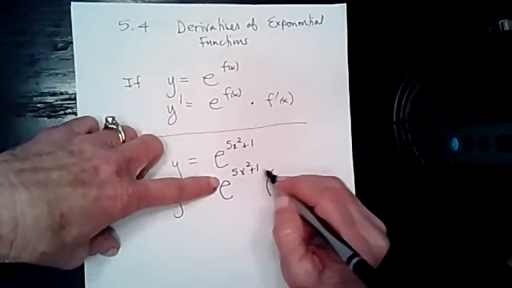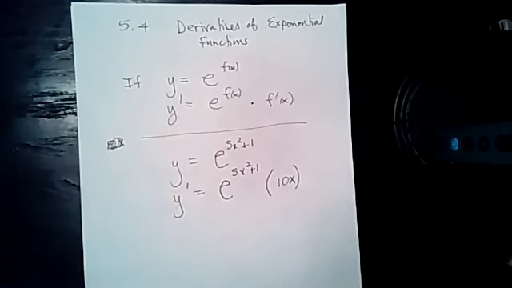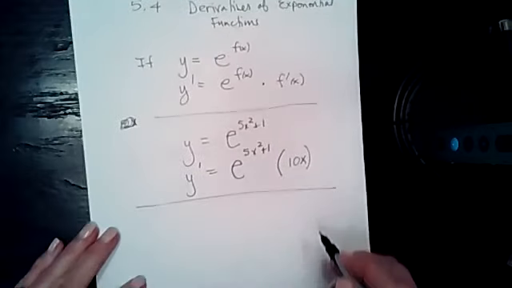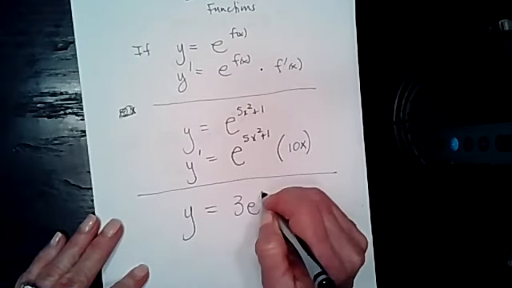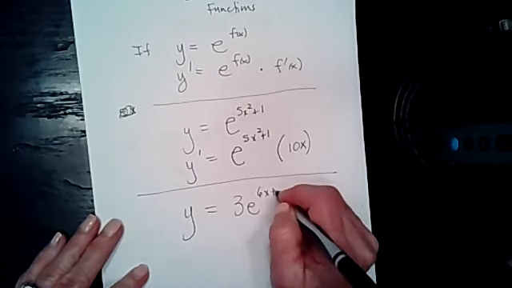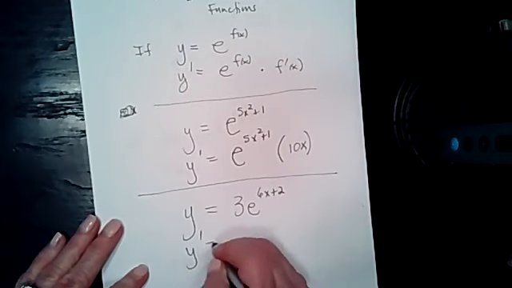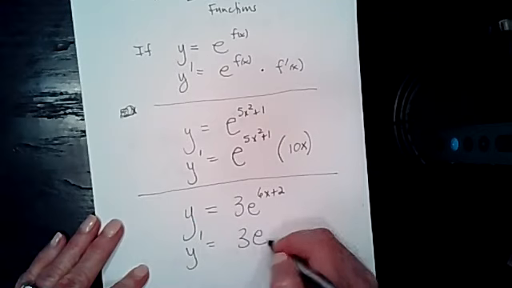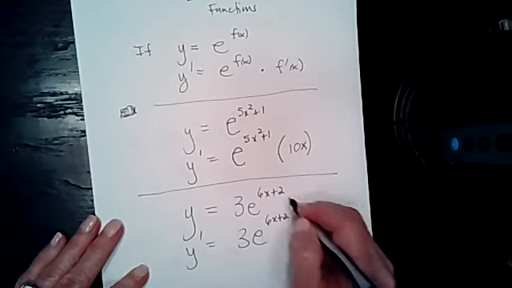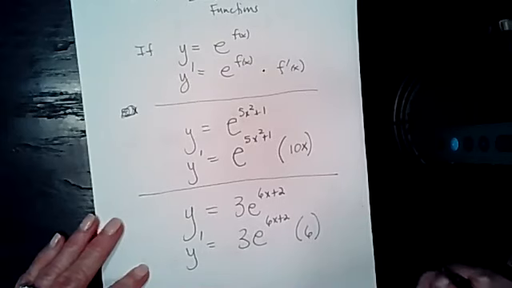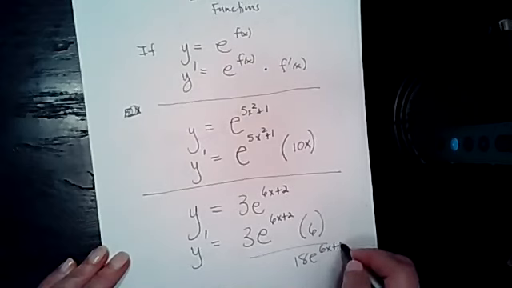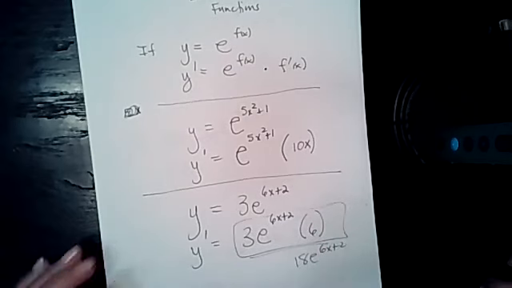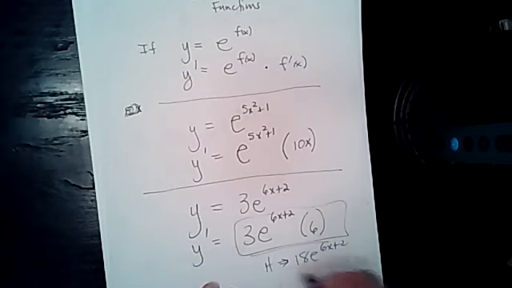And the derivative of 5x squared plus 1 is 10x. And you can leave it just like that. You can put it in the front if you want to. And if by chance you have a constant in front, say y is 3e to the 6x plus 2, then your derivative just brings the constant along: 3e to the 6x plus 2 times the derivative of 6x plus 2, which is 6. You can leave it just like that. If you want to call it 18e to the 6x plus 2, you can, but you don't have to simplify. That's how Hawks would probably give you the answer.